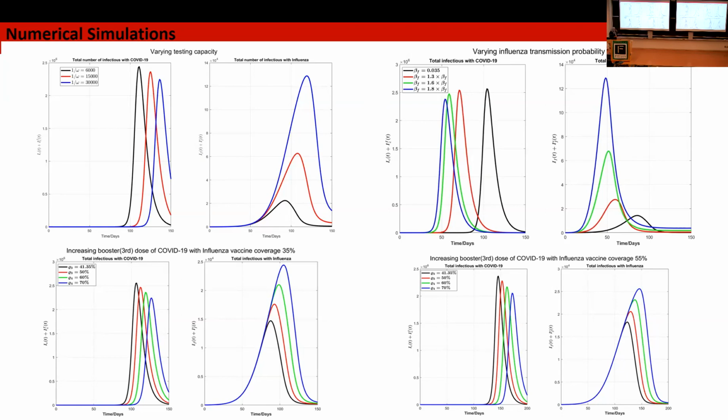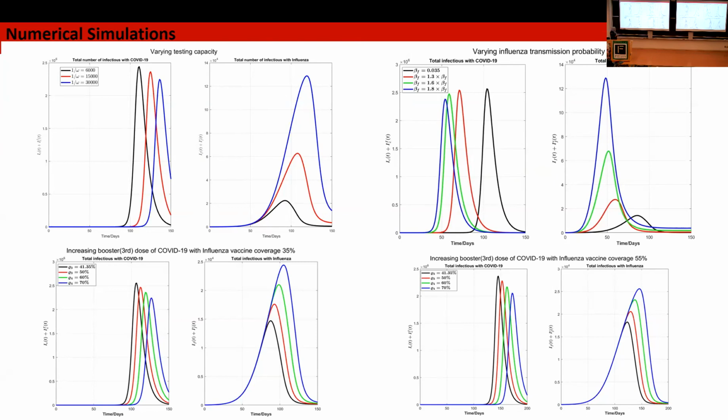And the second one is for the varying of the transmission rate of the influenza. We considered that case because in the previous last 2 years there were a few cases of the influenza, but in the coming season we can expect more susceptible for the influenza.